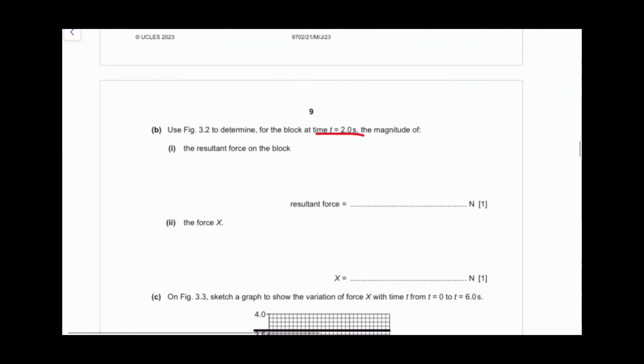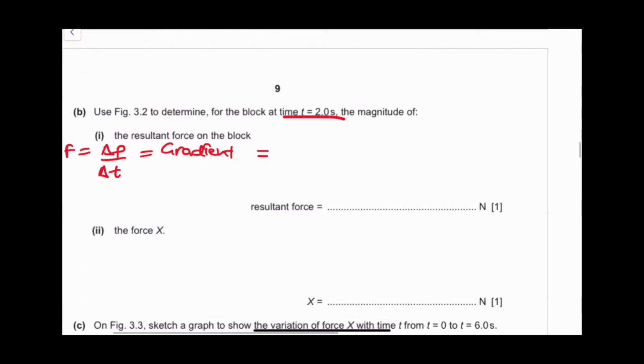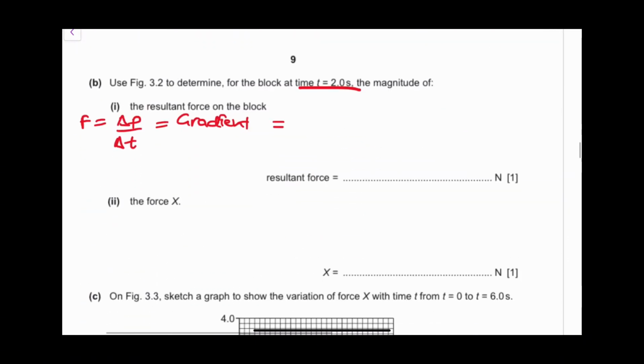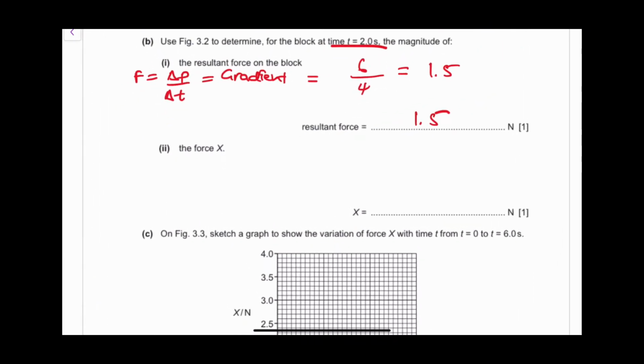So how do I find the resultant force at this point? The resultant force is actually the gradient. So resultant force is delta P divided by delta t, which is equivalent to your gradient. From here up until there, it's still just constant, so we can just say 6 over 4. That is equivalent to 1.5. So that is basically our resultant force, and we've been asked to find the force X. But remember, like I've said, the resultant force is actually the force X.